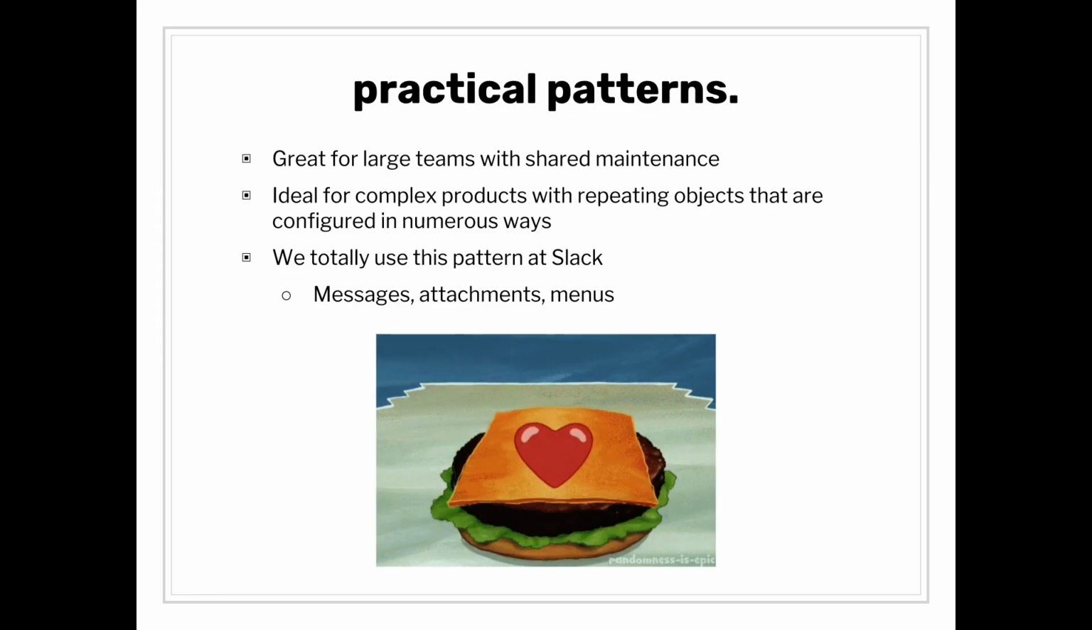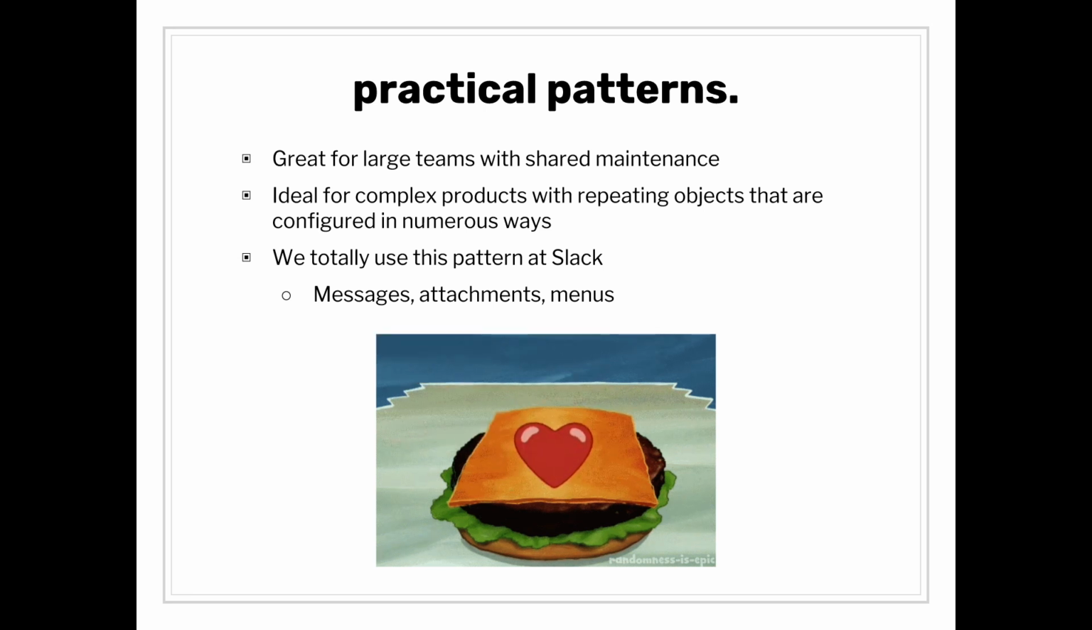So these are practical patterns, and here's where I think they make the most sense. Large teams with shared maintenance, again, because you're breaking things down, you can sort of parallelize development. You can't really do that with one big monolithic component. Imagine running into those conflicts when trying to merge over each other. It's ideal for complex products like Slack with repeating objects that we configure and reconfigure infinitely.